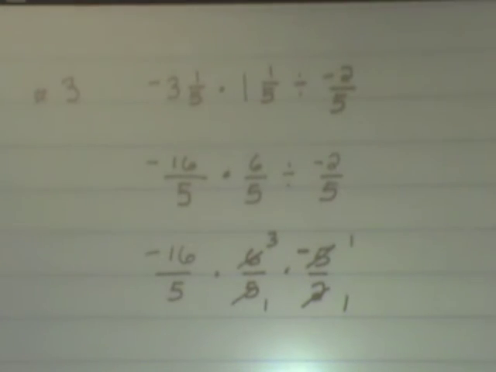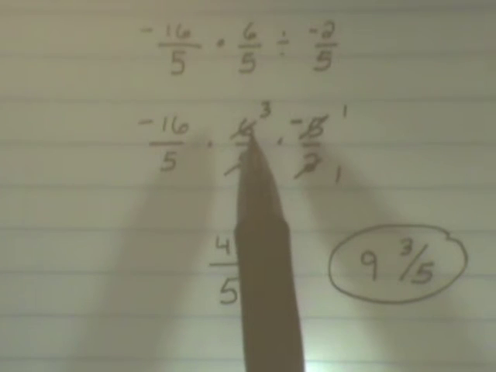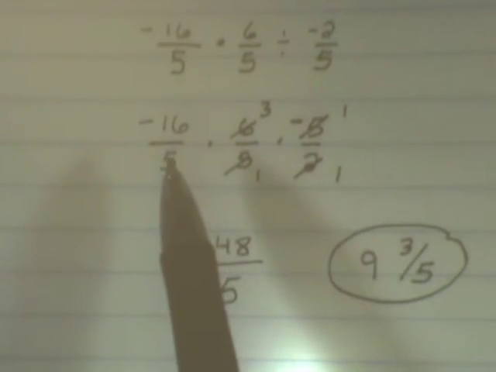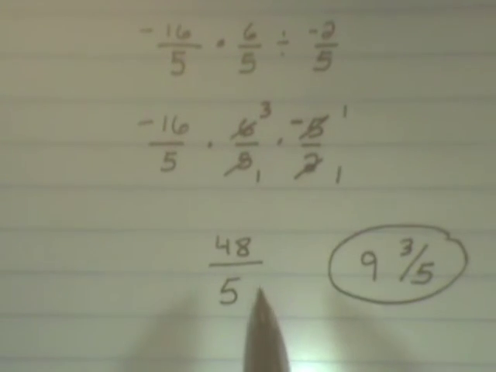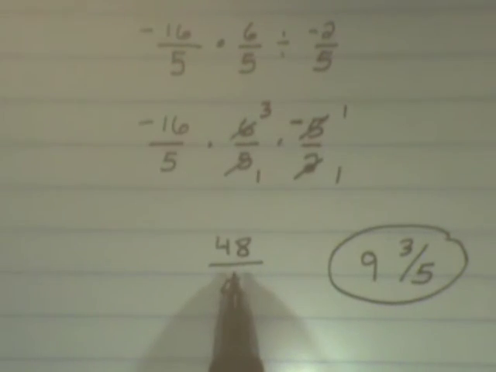I'm looking for any other opportunities to cancel or reduce, any top numbers versus any bottom numbers. I don't see any other opportunities, and so now as I multiply, I take 16 times 3, which is 48. In the bottom, I take 5 times 1 times 1, which is 5. This 48/5 is positive because a negative times a negative produces a positive.